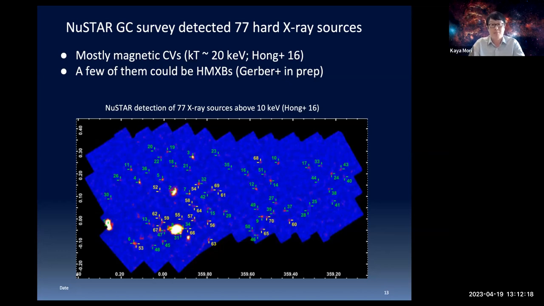It turned out that most of these sources are magnetic CVs with a plasma temperature around 20 keV or above. This was done by Hong. And then we renewed this study recently because some of these NuSTAR sources with Chandra counterparts may have bright IR counterparts, which indicates they may be HMXBs. So we found a few candidate HMXBs among the 77 NuSTAR sources, and we have a paper in prep. So that's what we found out from these NuSTAR sources.